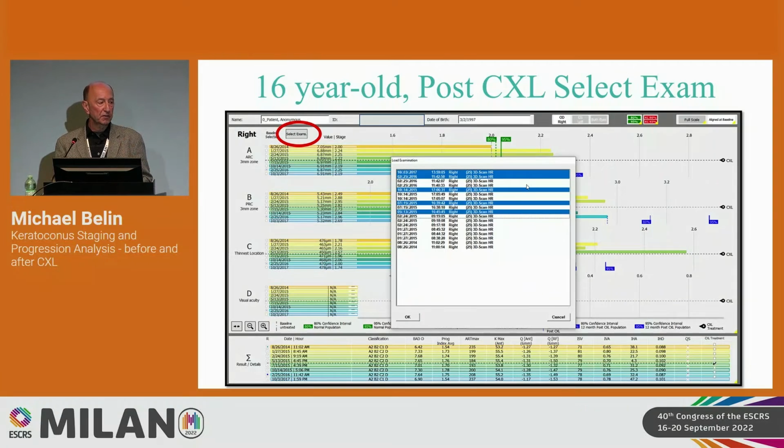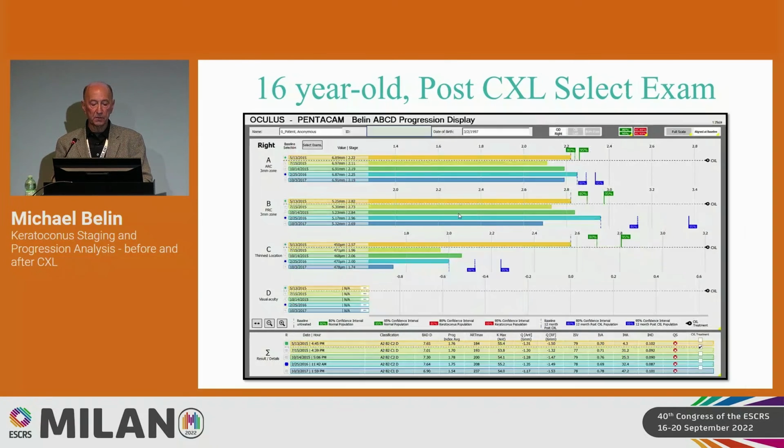However, after cross-linking, we're really only interested in the after cross-linking exams. And you can go to, on the upper left, where it says Select Exams, and you can select the exams of interest. In this case, we really want to look at the post-cross-linking exams. And you'll see here we've left one pre-op exam, the one right before cross-linking, and then all the post-cross-linking, and the map now becomes much easier to see. It's less busy, because this is now the area of regard.